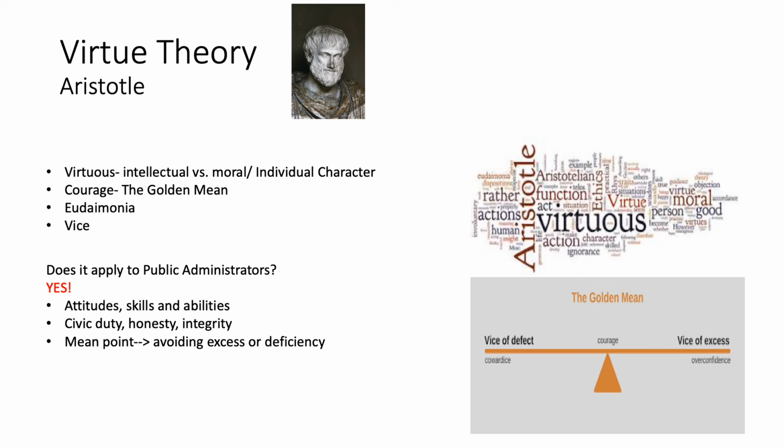Eudaimonia is the highest goal of humanity. It's considered the good life or human flourishing. Depending on virtue is the way to satisfy life. Virtues make us good people and help us live well.